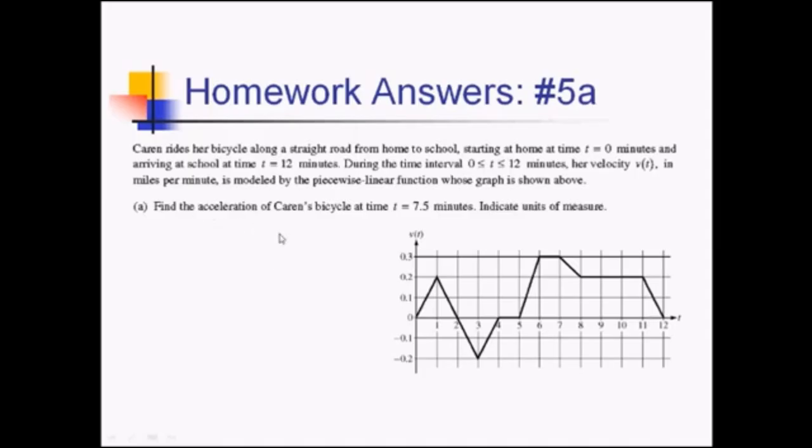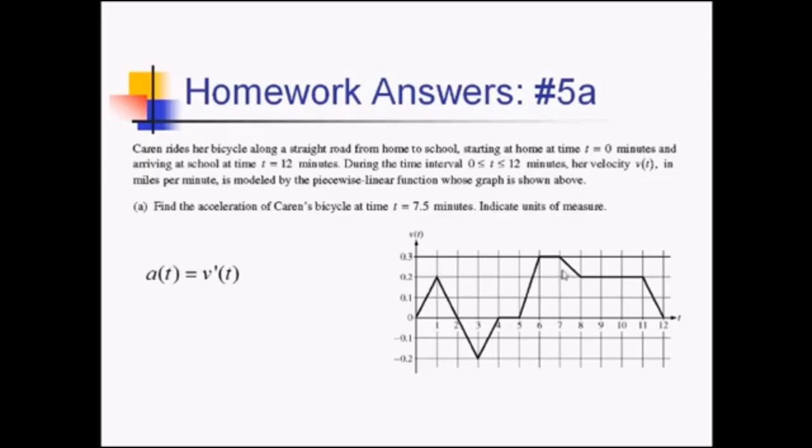We want to find the acceleration of Karen's bicycle at 7.5 minutes. And you give units of measure. So 7.5 minutes, that's right here. Since that is on one of these lines, we just have to find the slope of this line because we know that acceleration is just the derivative of velocity. So if we find the slope of this line, we've got our answer.